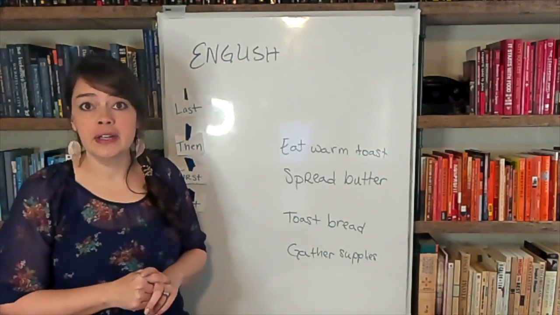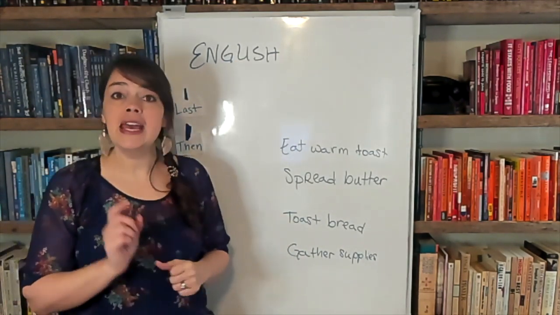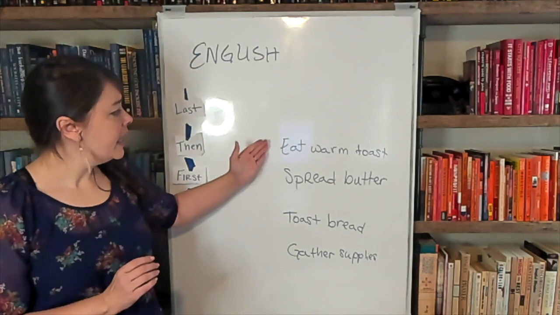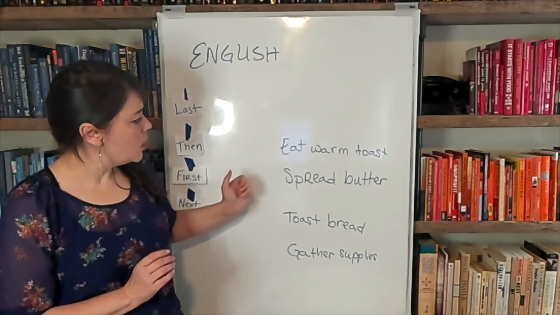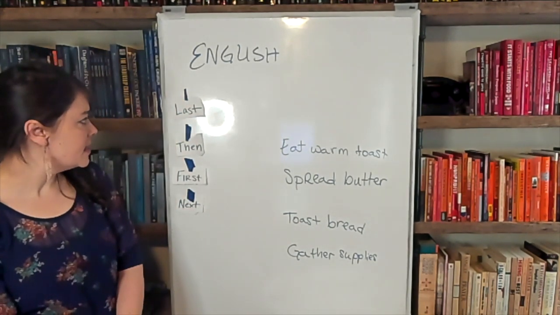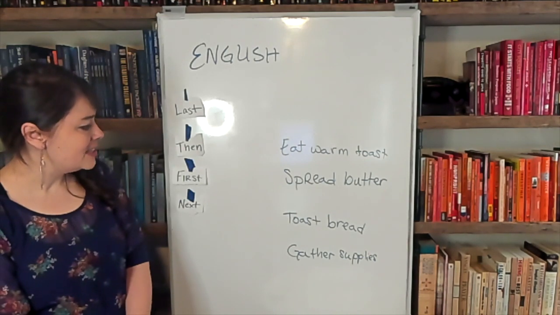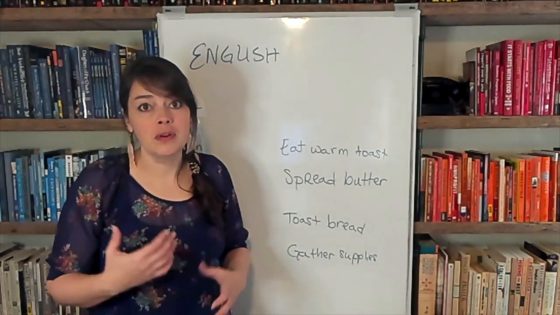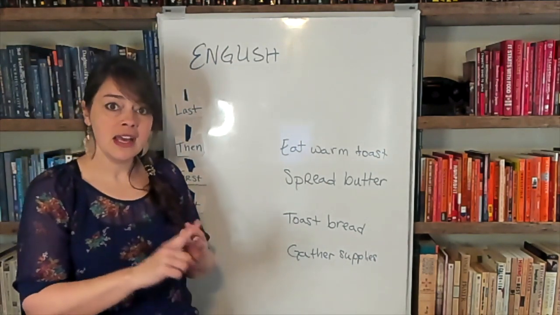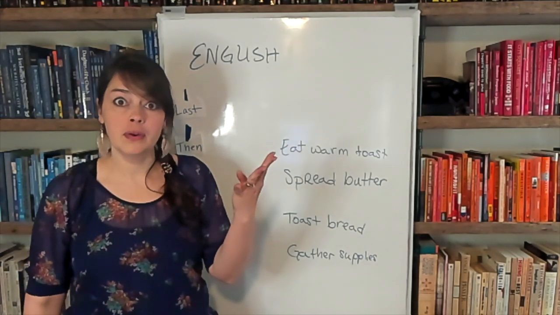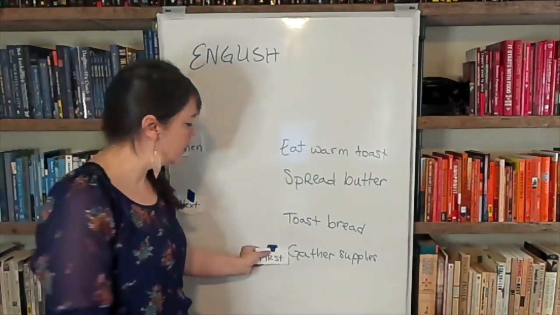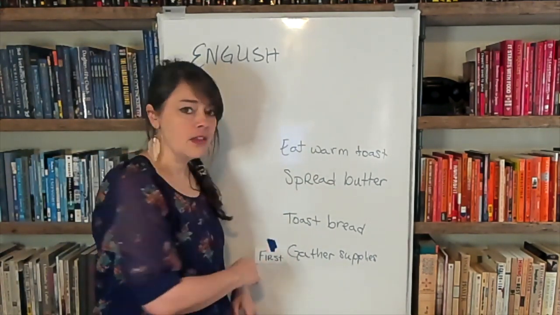Now, a paragraph needs a good topic sentence, so I would tell you, today I'm going to tell you how to make toast. Here are my options: eat warm toast, spread butter, toast the bread, gather your supplies. Which one of these do you need to do very first? Well, you need to gather your supplies. You need the bread and the toaster, the butter, and a knife. So to have success, you would want to, let's put this time order word here, first gather supplies.